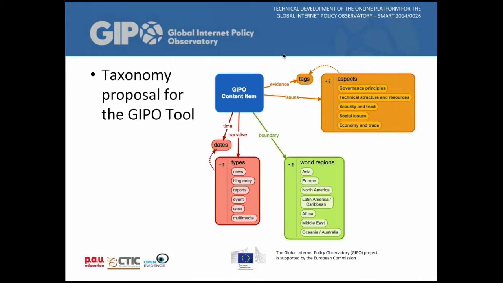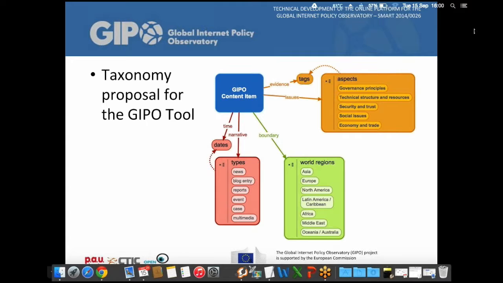Okay, our proposal for the GIPO taxonomy was first this. We did not use every aspect of the different possibilities or different taxonomies. We only chose very few. One was obviously the dates. Contents of information are sourced at a specific time because there was an event or the launch or publication of a policy document. So you have the date of publication, the date of the event, the date of an article or an analysis made by someone.